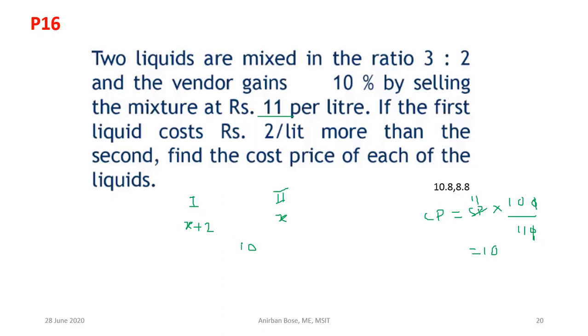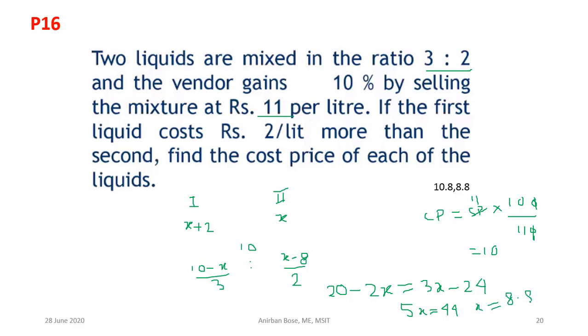So now you just take the difference. So x plus 2 minus 10 is x minus 8, and 10 minus x. They were mixed in this ratio, and we know this ratio is nothing but 3:2. So this by 3 is equal to this by 2. So 20 minus 2x is equal to 3x minus 24, or 5x is equal to 44.